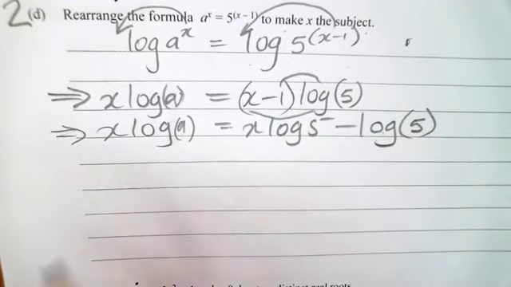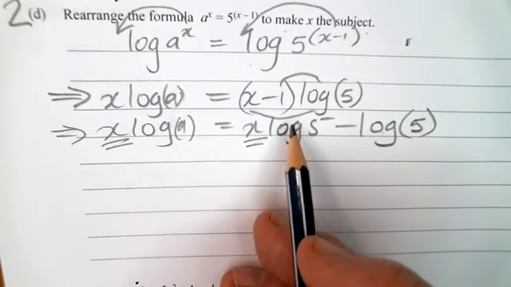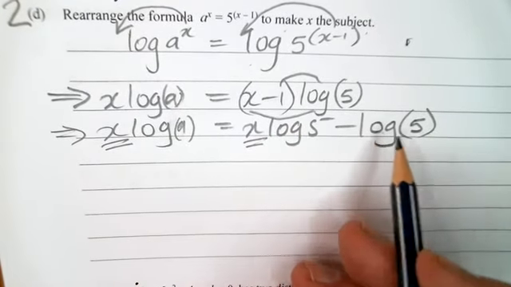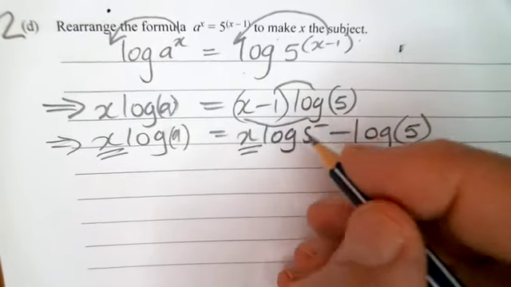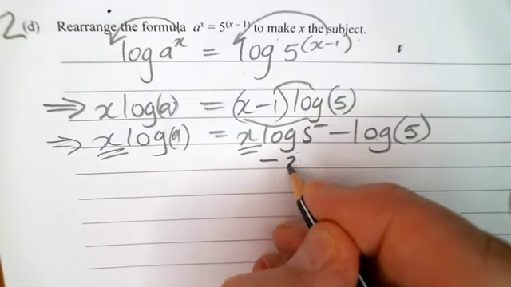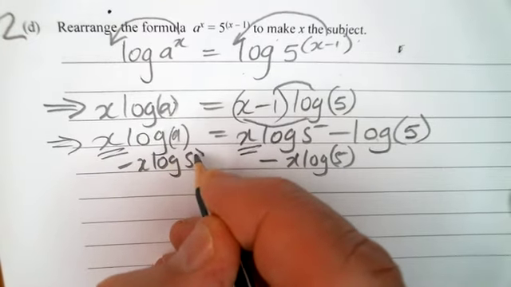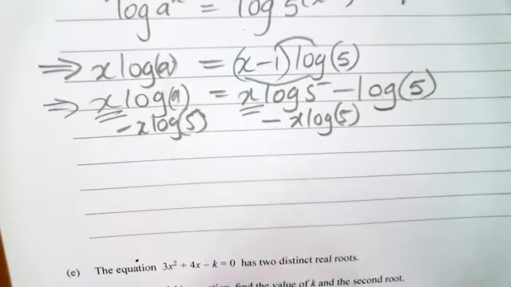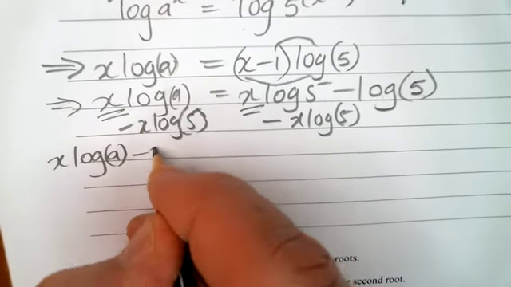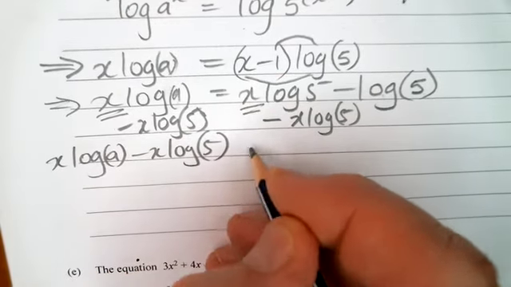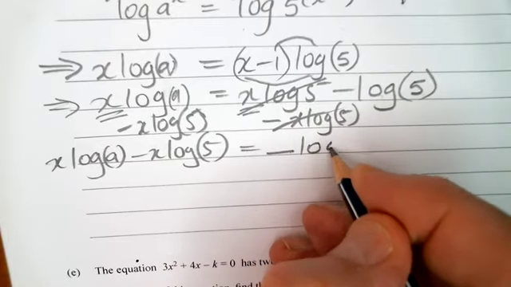Now, I notice I've got an x as a coefficient here and an x as a coefficient here, so if I get those on the same side, then I factorize for x, and divide the rest out, I'd end up with x on its own, which is what I really want. So I'm going to rewrite this, but I'm going to subtract x log 5 from both sides. So this side here now is x log a minus x log 5 is equal to, and of course this thing here has disappeared, and I've got negative log 5.